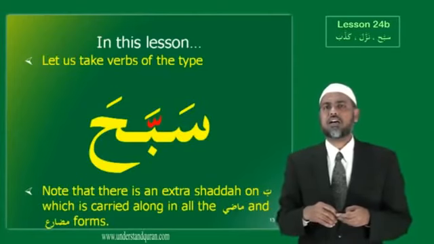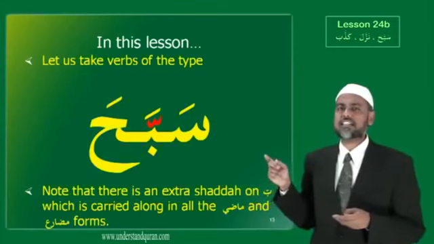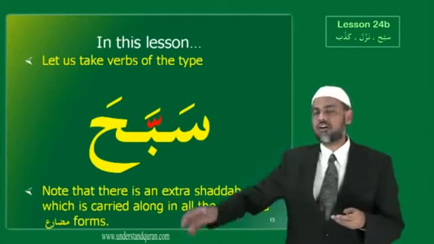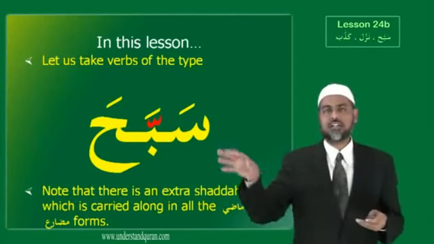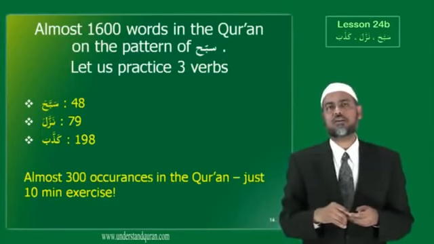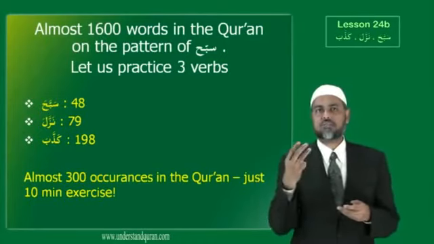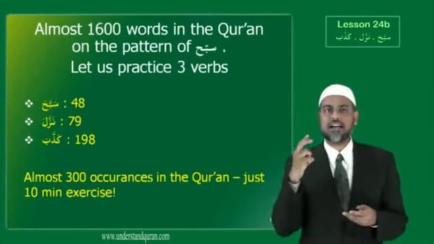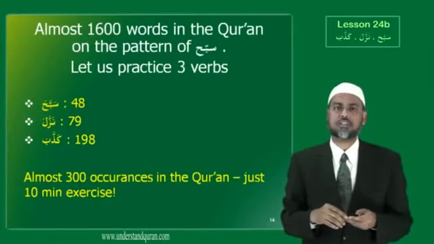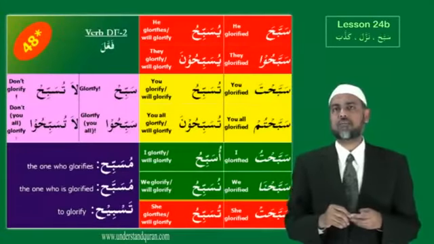So let us take verbs of the first type, sabbaha. Note that there is an extra shadda or tashdid on ba, sabbaha, which is carried along in all the madi and mudari' and amr and nahi. Almost 1600 words in the Quran occur on the pattern of sabbaha. Let's take 3 of them: sabbaha, nazzala, kadhaba. These 3 together occur almost 300 times in the Quran. So let's learn them in just 10 minutes of exercise, starting with sabbaha.